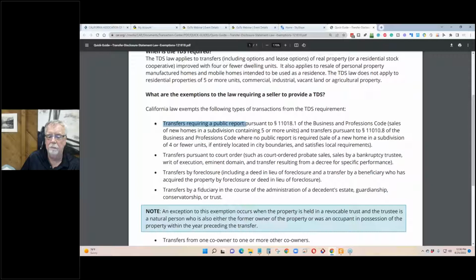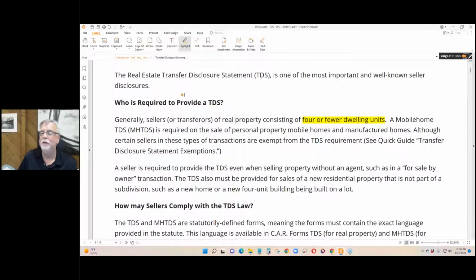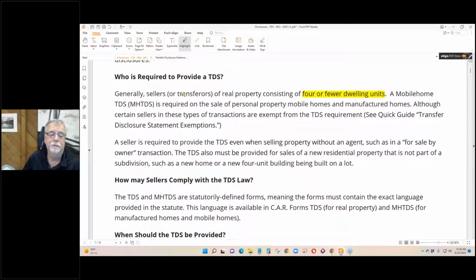Transfers involving a public report, new home subdivisions. New home subdivisions are exempt. Right? And that's because they get a public report and the public report does a lot of that stuff. All right, so that's more than I wanted to do on that. But anyhow, I've included, I think, that handout, which has more.